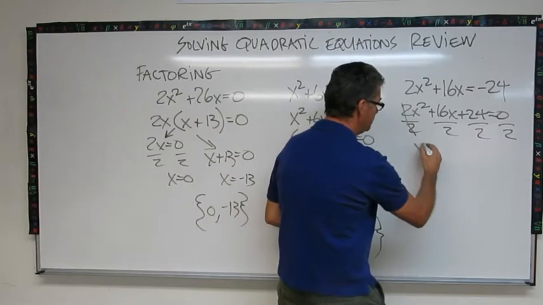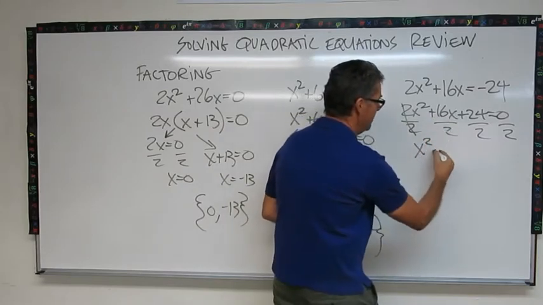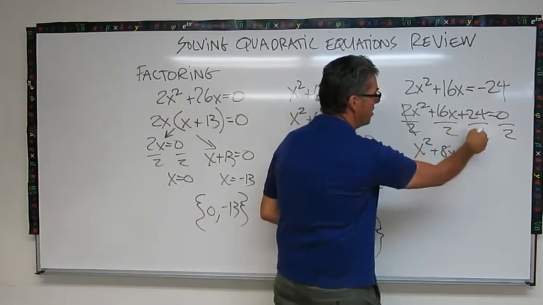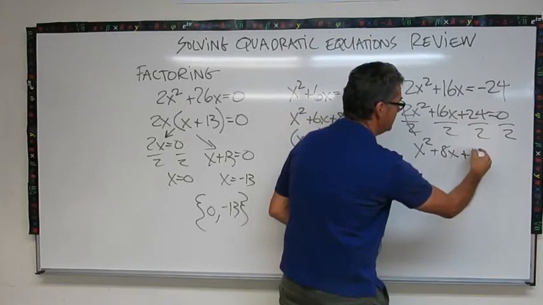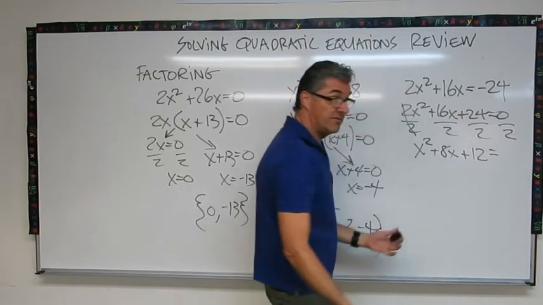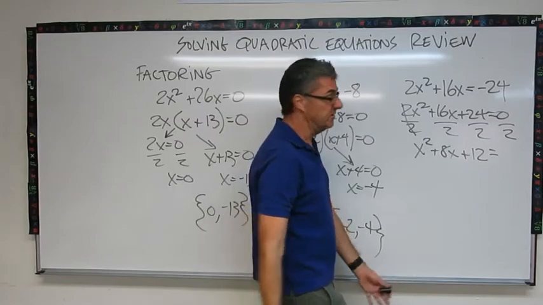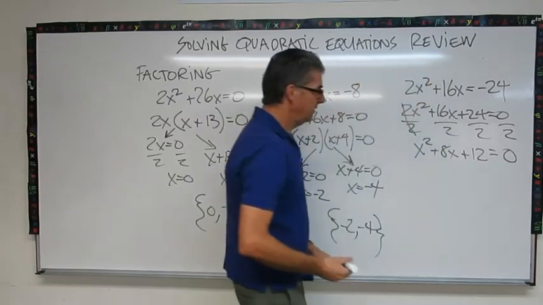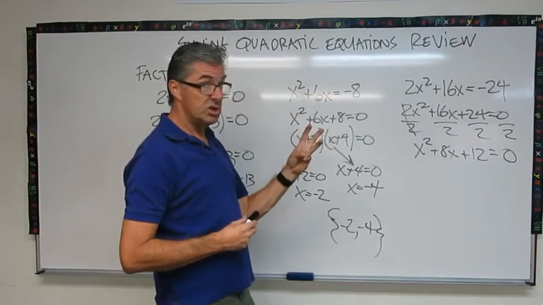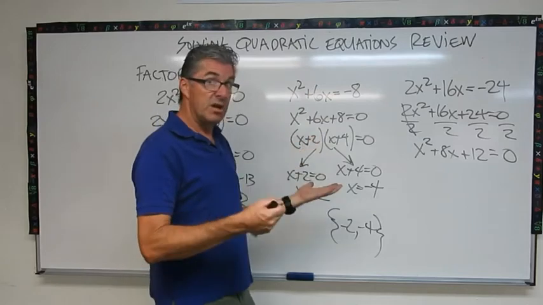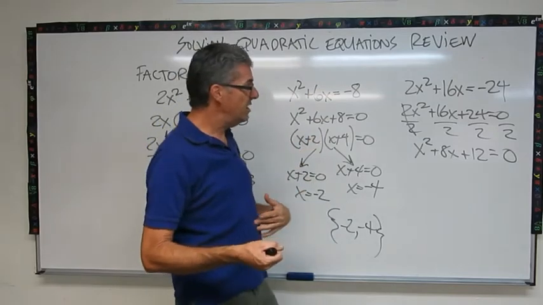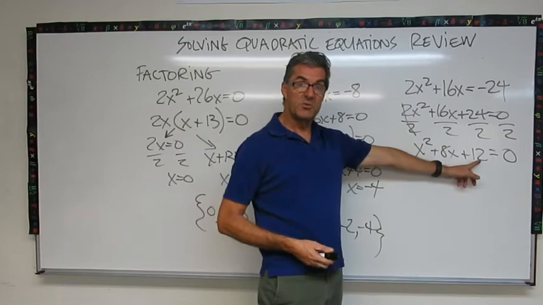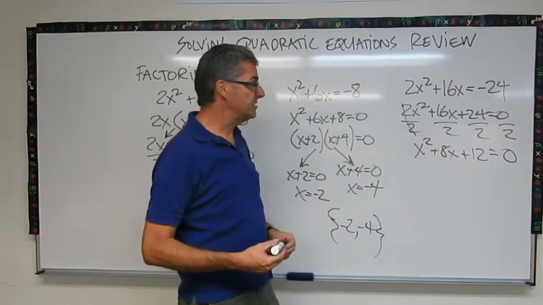These cancel. This becomes x squared. 16 over 2 is 8x. 24 over 2 is plus 12. And 0 over 2, still 0. Okay, so now I'm going to look. I've got three terms. So it's either going to be a product sum or it's going to be a perfect square. 12 is not a perfect square, so I'm going to try to do this one with a product sum.